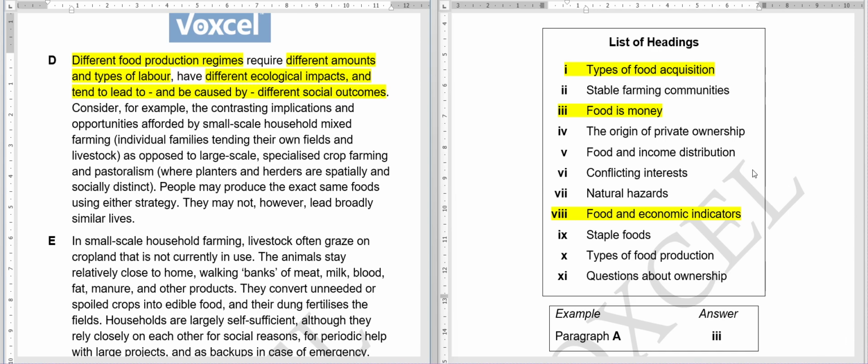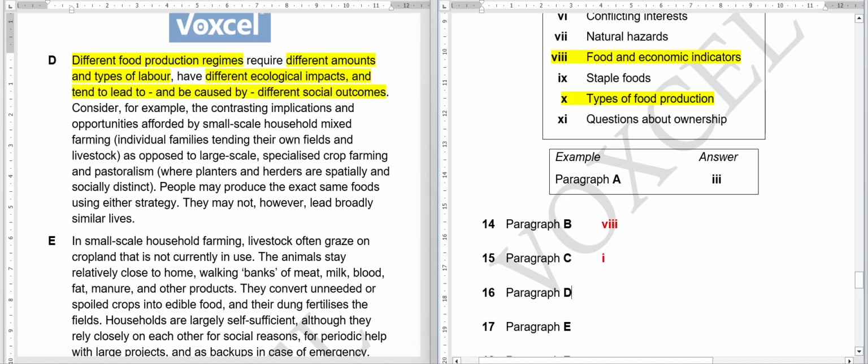Okay, time's up. And the answer to this question, we will read the options together to find out. Second, stable farming communities. Is there any mention about farming communities that are stable or those that are not stable? No, there is nothing mentioned like this. Next, the origin of private ownership. Is there any mention of the origin of private ownership? Again, no. Fifth, food and income distribution. Is there any mention of food and income distribution? No. Sixth, conflicting interests. Is there any mention of this? Again, no. Seventh, there is no mention of natural hazards, obviously. Ninth, staple foods. Again, no. Tenth, types of food production. Yes, it's quite clear. This is the option tenth.